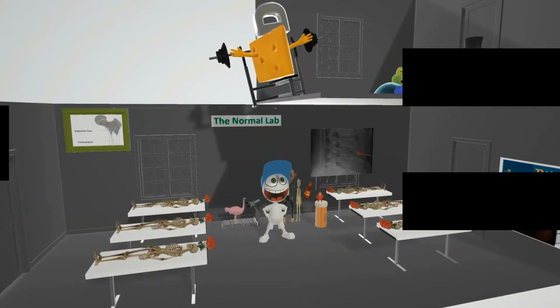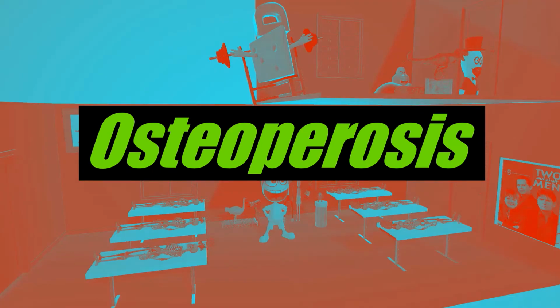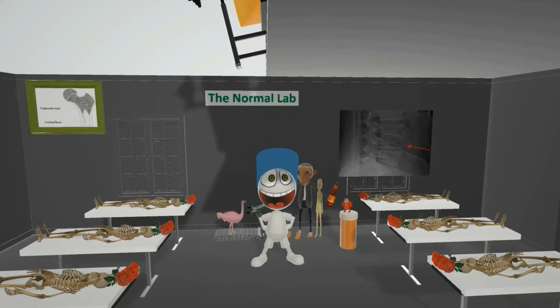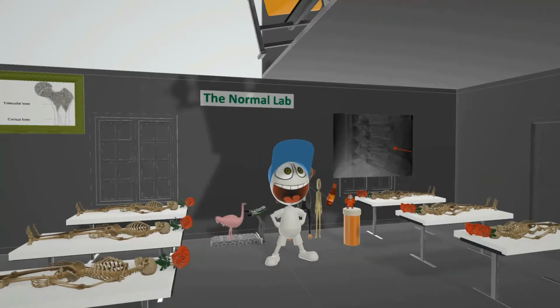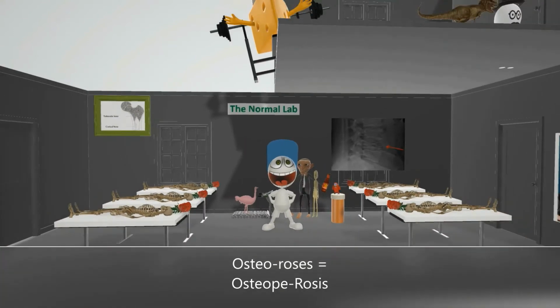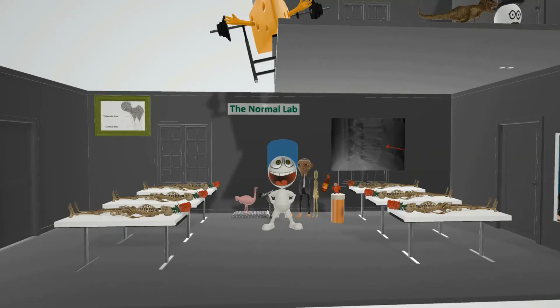Alright, welcome to our scene on osteoporosis, represented by this guy over here who's really scared because he walked into his anatomy lab and he realized that someone took roses and put them into the skeletons. We'll call these skeletons the osteos because osteo is bone. So we'll call these the osteoroses for osteoporosis. We're going to talk about all the different features of osteoporosis as well as treatment at the end.